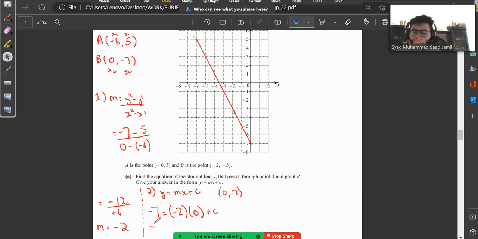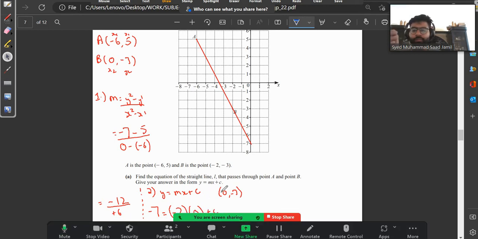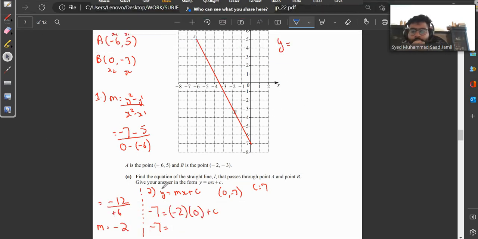So that means minus 7. Any number multiplied by 0 is 0. So minus 7 is equal to c. So the value of c is minus 7. So what is the equation that we have over here? Y is equal to minus 2x minus 7, and that's your equation.